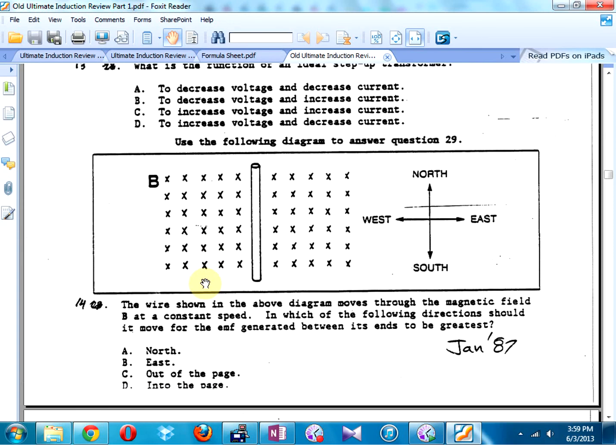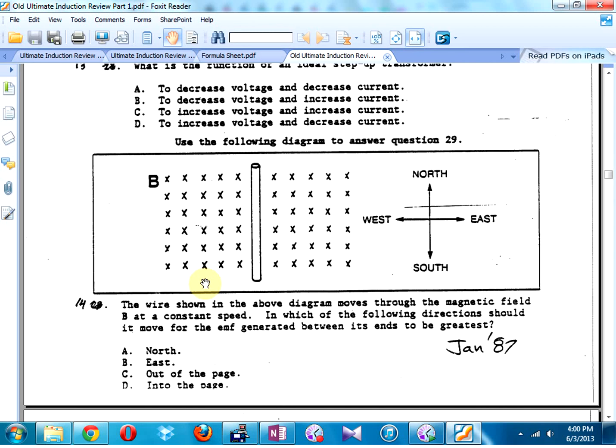Here you go. This is the one I was remembering. It says the wire shown above moves through a magnetic field. In which of the following directions would it move for the EMF generated between its ends to be the greatest? North, well, if I move up, again, we imagine a little positive charge right there, magnetic field into the page. You know what? You're going to separate the charges, but not by much.